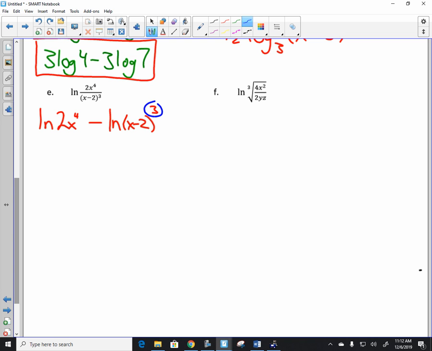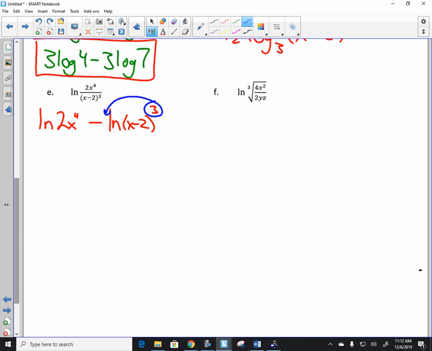I've got this 3 here. I can drop that out front, right? Do I move the 4 out front, or do I separate the 2 times? Which one do I do first?